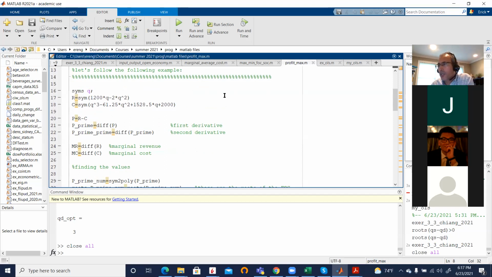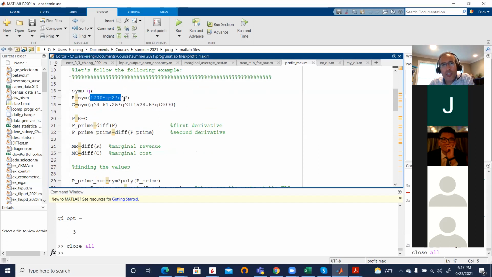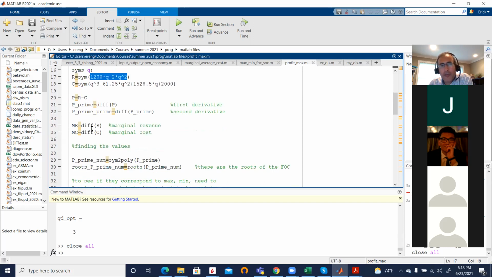Yes, perfect. So what we do is we are doing symbolic, so I define my functions. Remember that I don't need to do this sym again because it's already symbolic here. In any case, I'm defining my revenue function as a quadratic. I'm defining my cost function as a cubic. Then I'm defining P as R minus C. This is my profit function. P prime is the first derivative of my profit function. And the second derivative is the second derivative of P. Then the marginal revenue is diff of R, the first derivative of R, and the marginal cost is the first derivative of C.